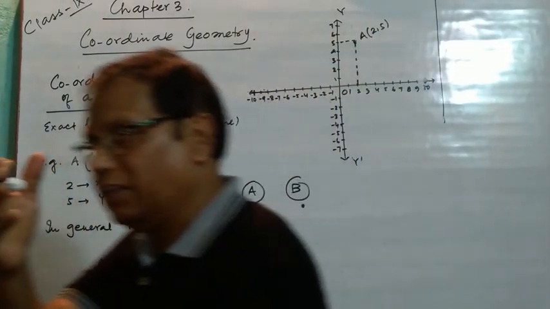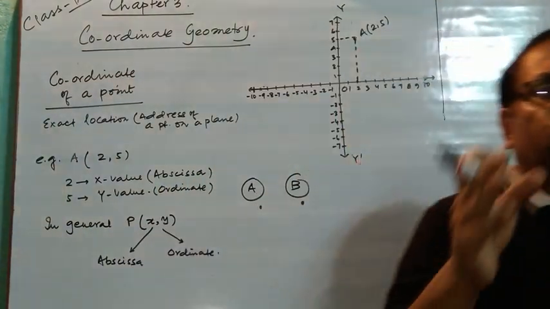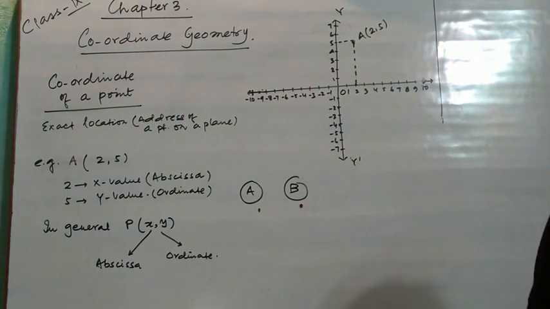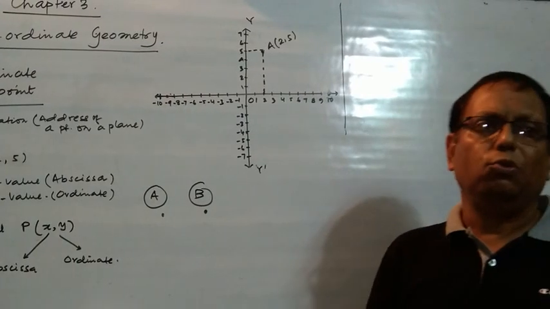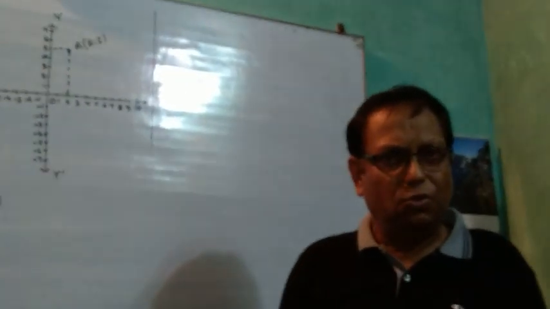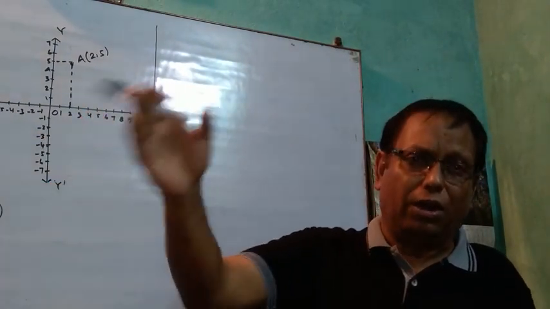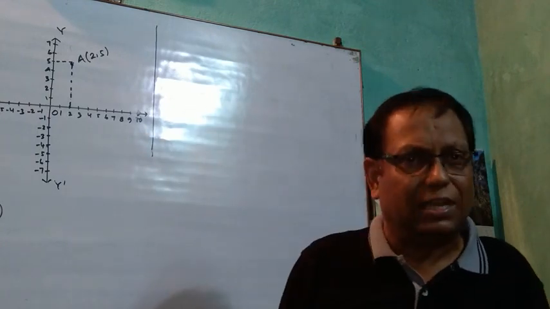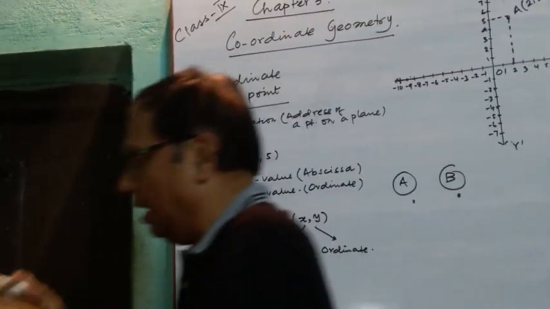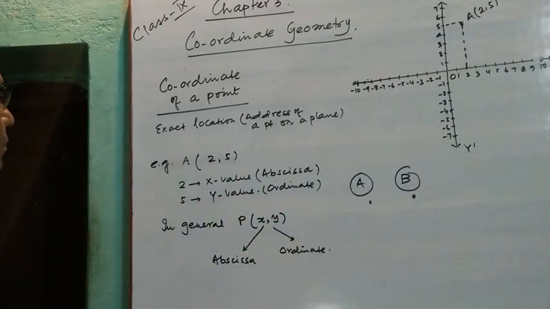Suppose 40 students are there in this class right now, and I want to reach a particular student's house. How will I reach? I must know the residential address of that particular student, where he or she lives, how to go, how to reach him or her, all this information is needed. Similarly, the coordinate of a point helps us to identify a point on the given plane.